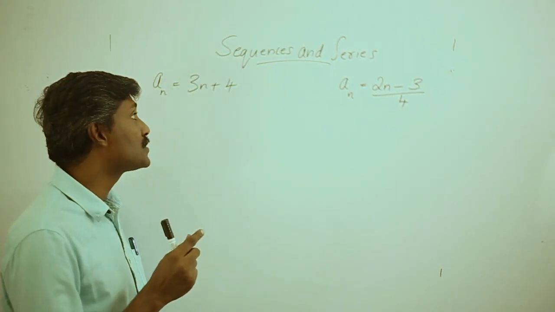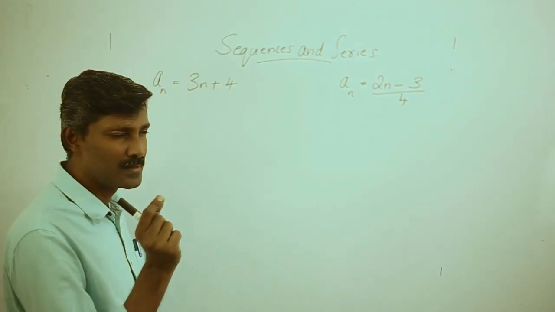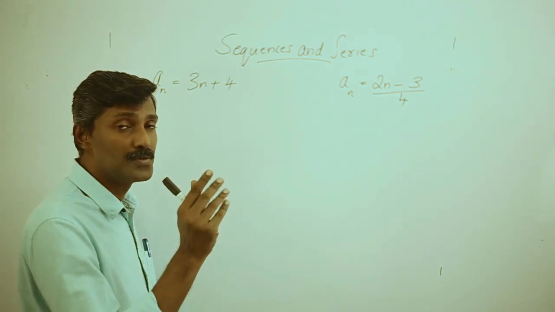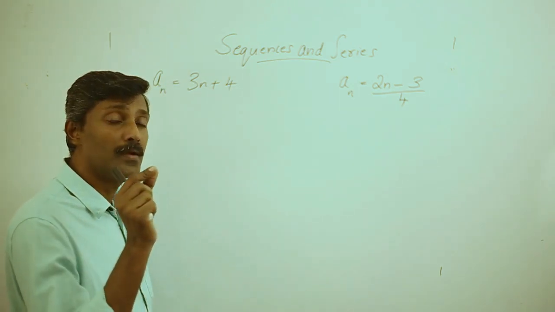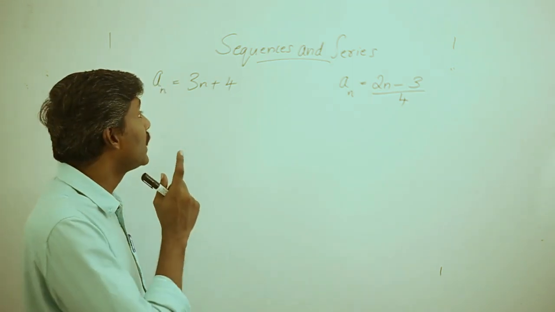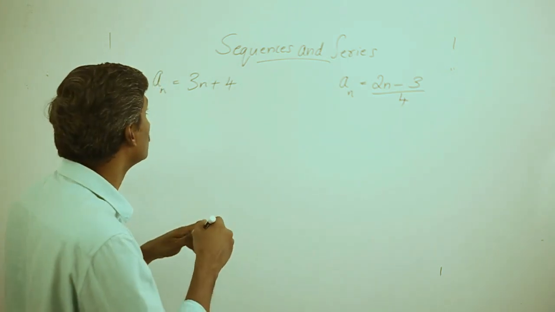Okay, so we are asked to find out the first three terms of this sequence. It's very simple. Just substitute the value of n, 1, 2 and 3. When you put n equal to 1, you get the first term. When you put n equal to 2, you get the second term. N equal to 3, you get the third term. Okay, so let's solve the first problem.